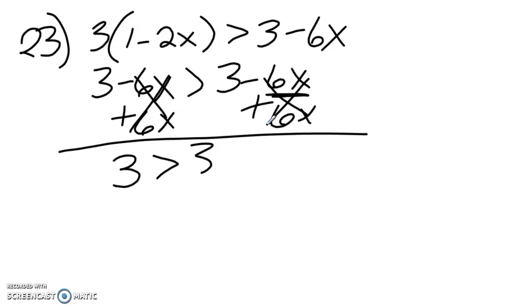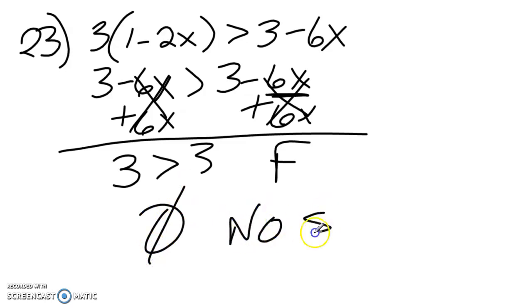Okay, so when the variables cancel out in an inequality, we're looking at whether it is a true or false statement. Is 3 greater than 3? 3 is equal to 3, but 3 is not greater than 3. So again, we have a false statement. So no solution or empty set.